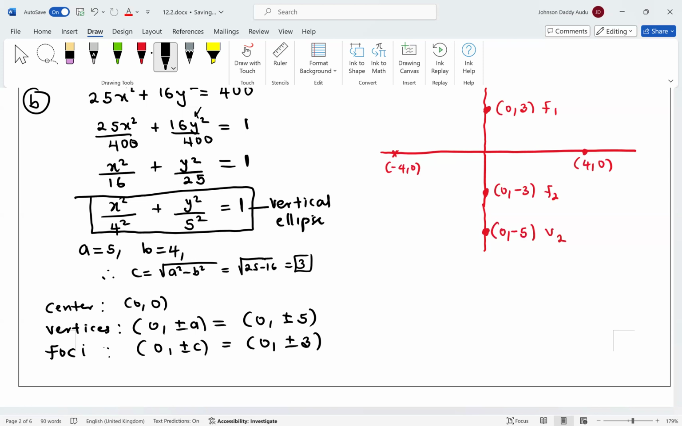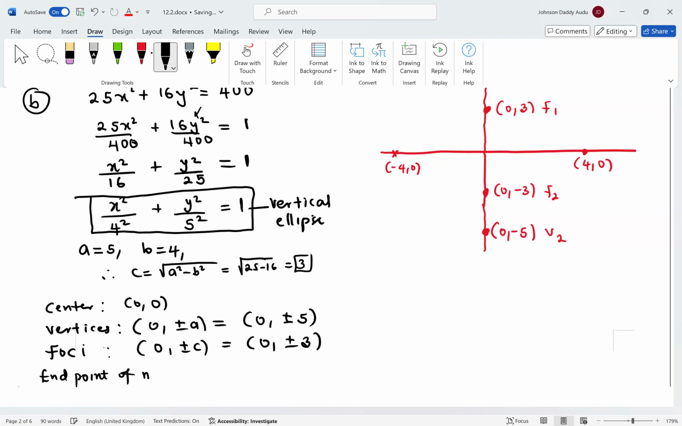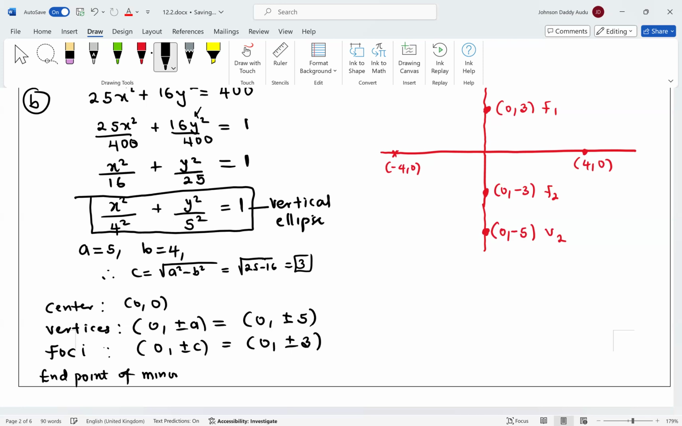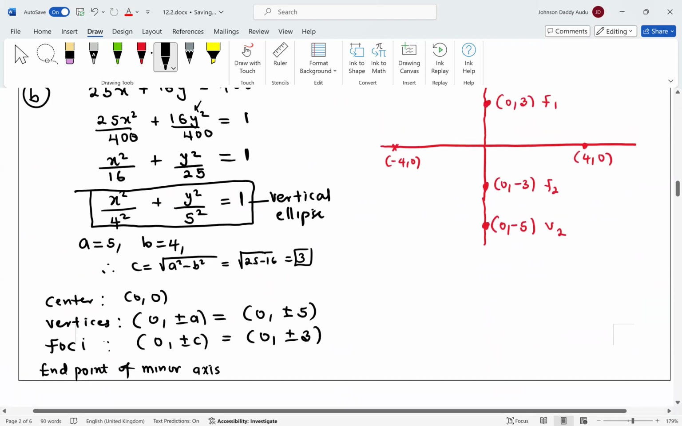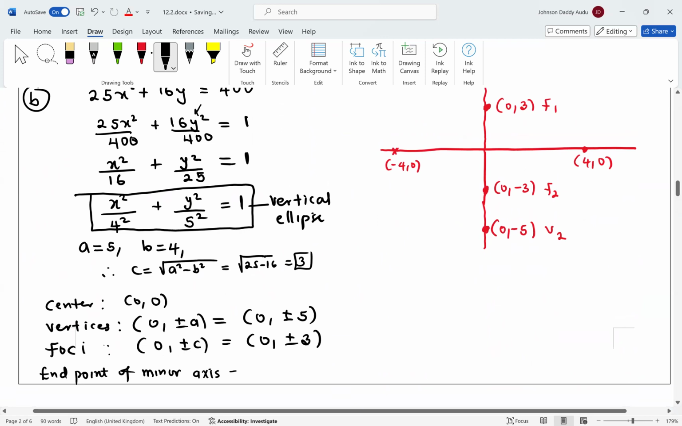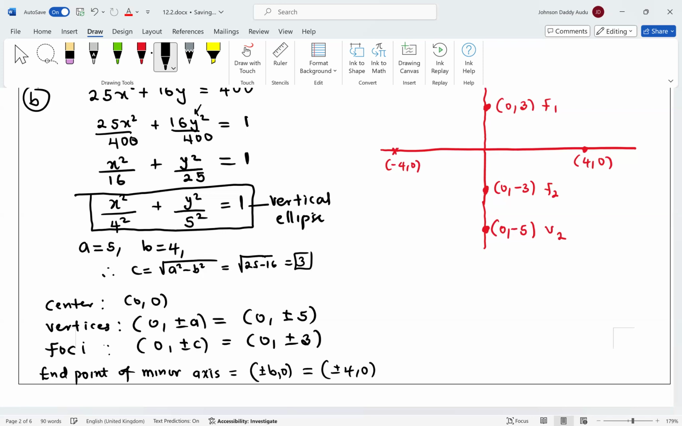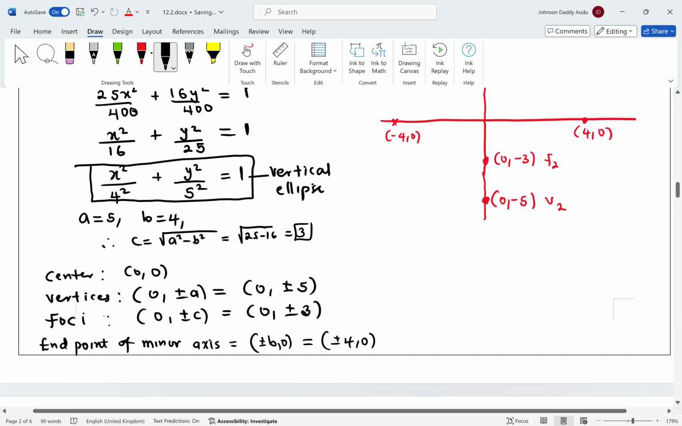And then you can talk about what else? Endpoints of the minor axis. So what is this one? The minor axis now is going to be on the x-axis. So it will be plus minus b and 0. And that is going to be plus minus 4 and 0. Then we can find the eccentricity.